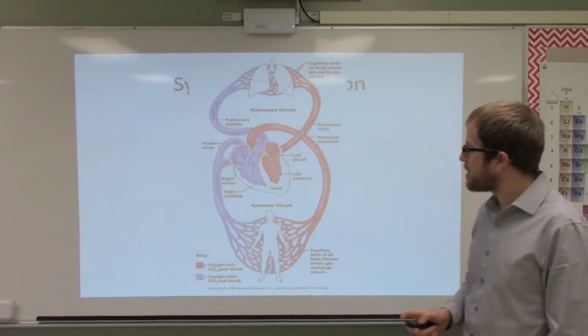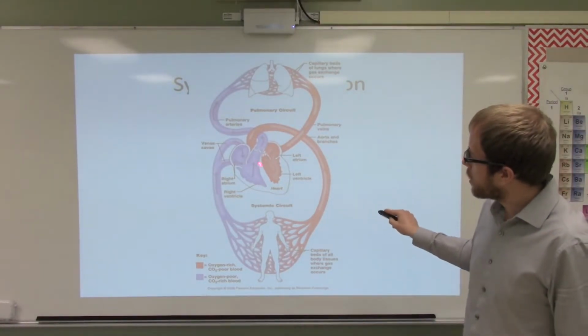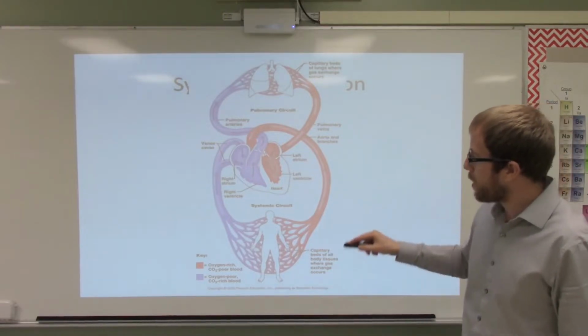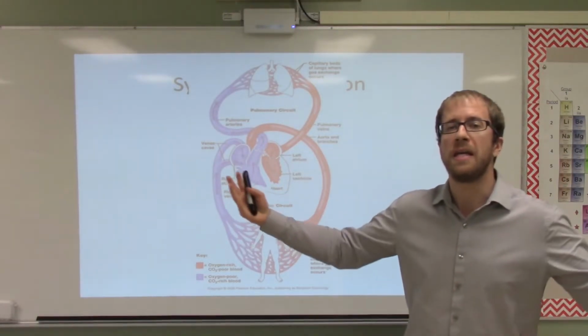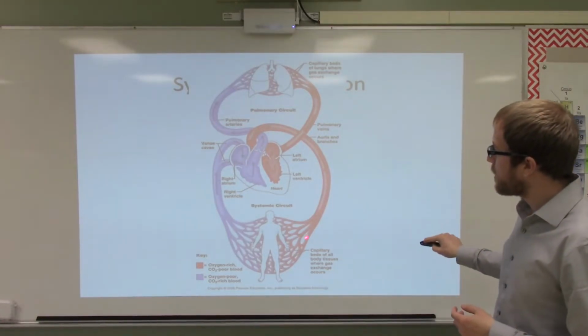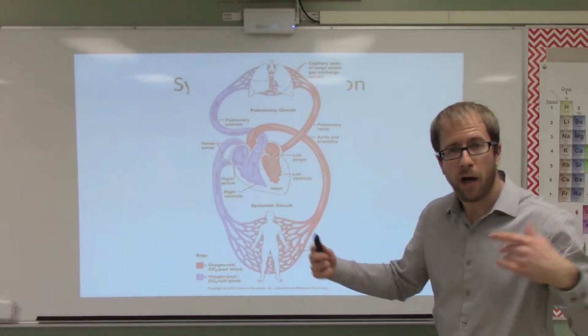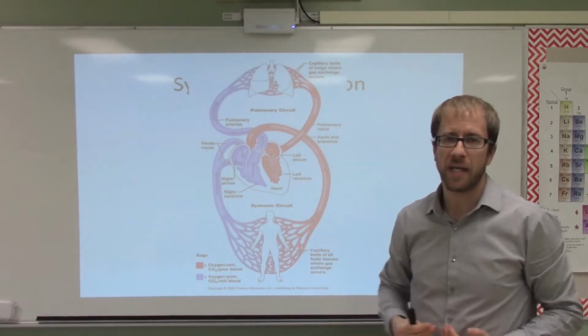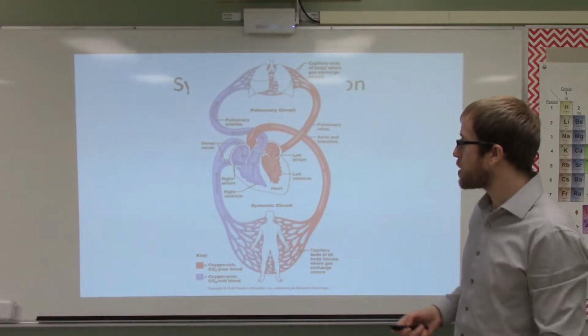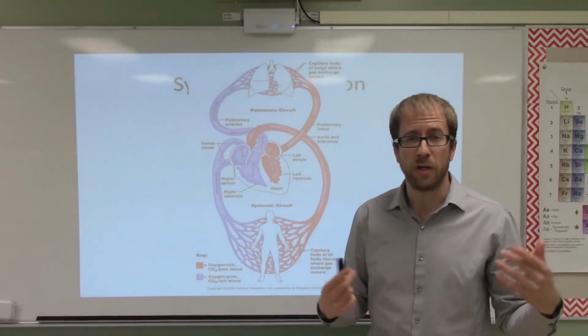And then we have the systemic loop, where the oxygenated blood from your left ventricle is pumped into your aorta, and then that blood will go to the entirety of your body. And then once that blood has dropped off its oxygen payload and picked up that CO2 waste, it will return to your heart via the inferior and superior vena cava.